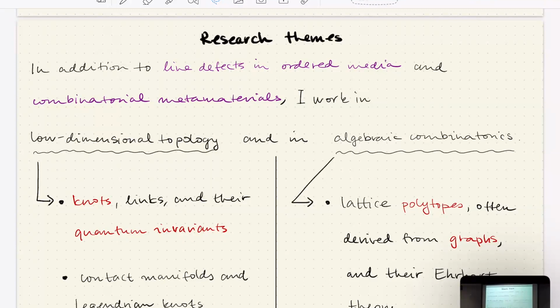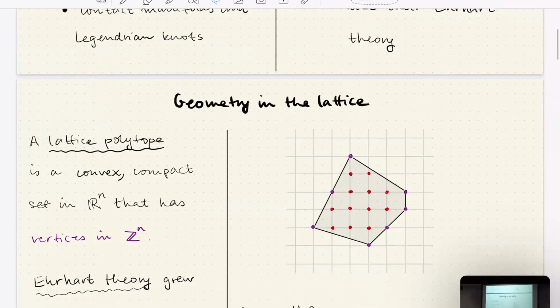So this topic lies at the intersection of low-dimensional topology, more specifically the study of knots and their quantum invariants, on the one hand, and on the other hand, algebraic combinatorics, where we are going to look at some lattice polytopes, which will typically come from graphs, and then there will be some kind of Ehrhart theory, which I don't have much time to work on.